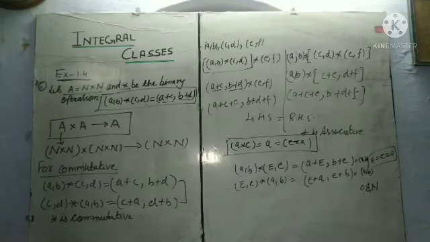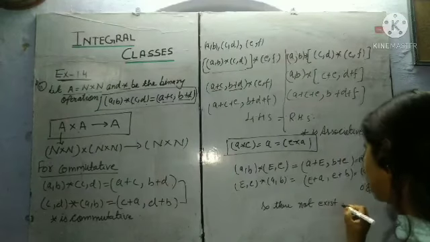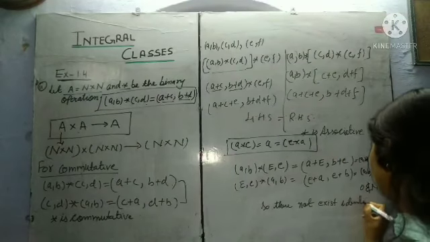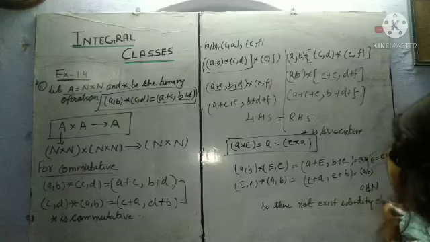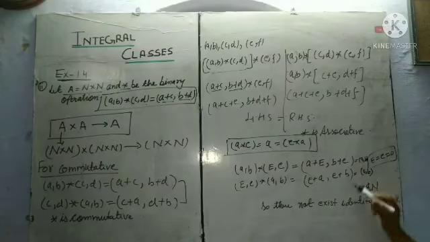there does not exist an identity element. Why? Because we will write here and take E equal to 0.